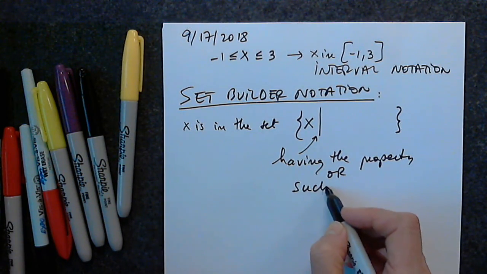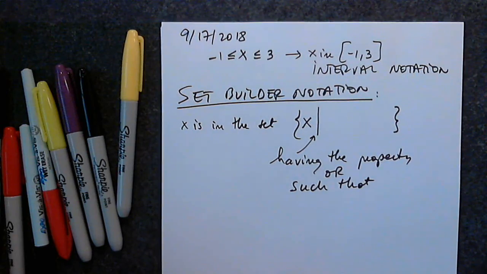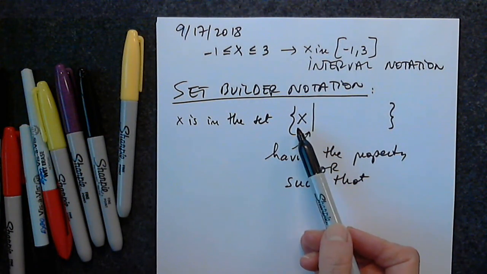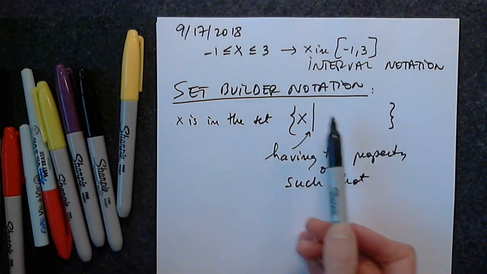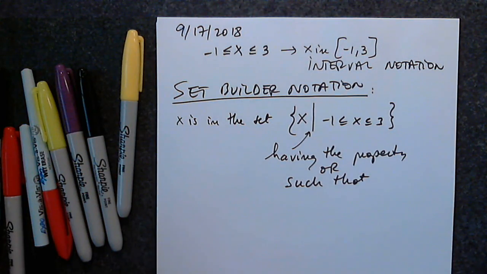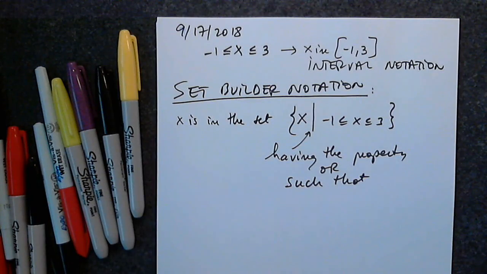Or such that. So this is the set of x, values x, having the following property. What property? This one. So I don't see any difference, per se, between that and writing this. It's the same thing. The interval notation, however, is more useful. So be careful what you put in, because my math lab may consider it wrong.